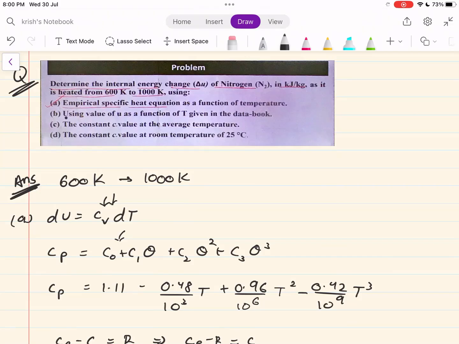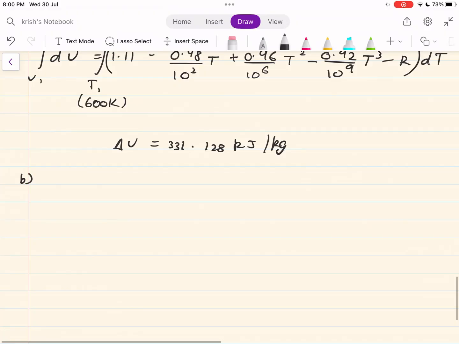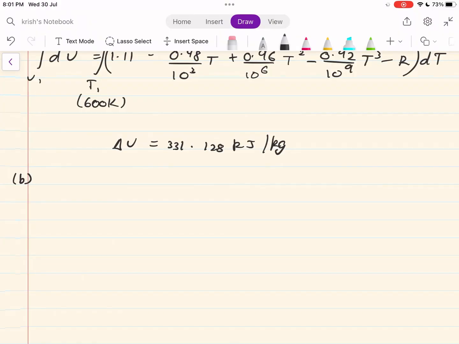Using value of U as a function of T in the given data book. What this is basically asking you to do is to use the value of U from the data book, that is your thermo tables, and just plug in the values from there. I hope you understand by now how to use the thermo tables to find delta U. Obviously you can see the experimental value of U at 600 Kelvin, 1000 Kelvin, and just subtract those, right? So this is another way. So the answer will come out to be, for this, 329.95 kilojoule per kilogram Kelvin. Really simple, just refer to the thermo tables and do it.